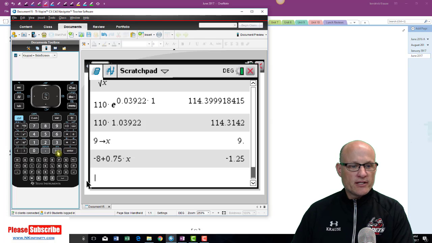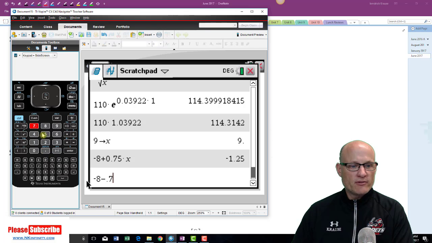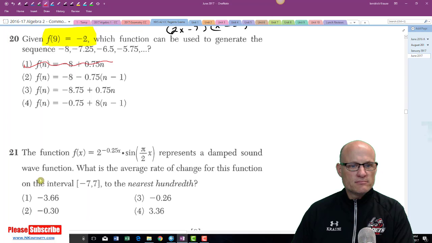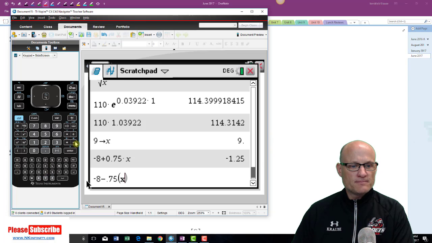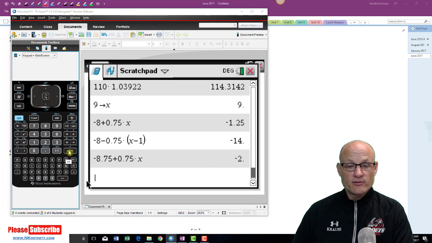Let's try this one. Negative 8 minus 0.75 parenthesis x minus 1. Negative 14. No, that's not going to work. So let's do, what's the next one? Negative 8.75 plus 0.75x. Ooh, -2. That one works.